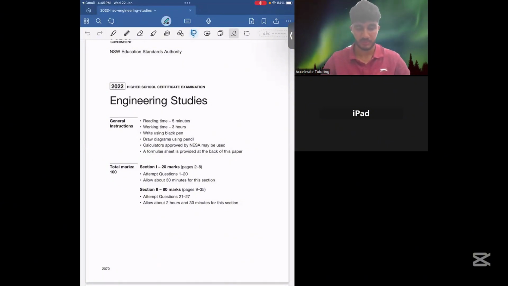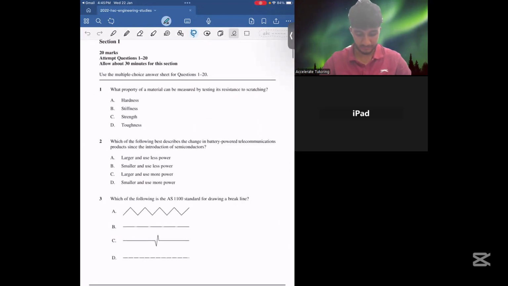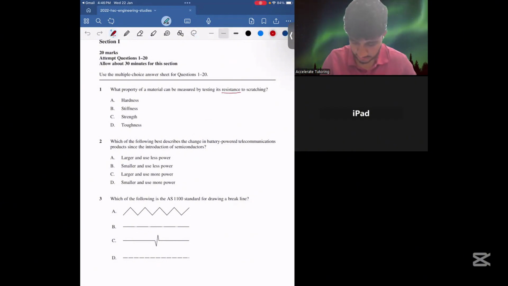So let's go through the multiple choice section first, and then move over to section 2, which is the short answer. Looking at the multiple choice, the first question says, what property of a material can be measured by testing its resistance to scratching? Automatically, when you see the key terms here, you should know that this refers to hardness, because hardness is the property used to determine if a material is resistant to scratching.